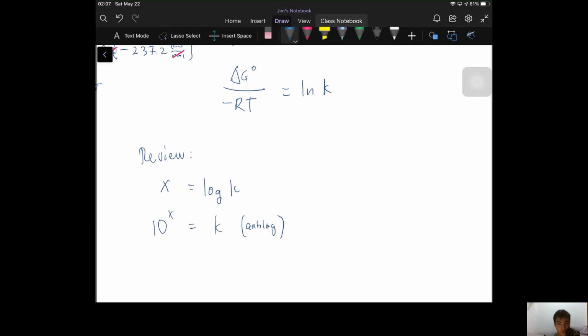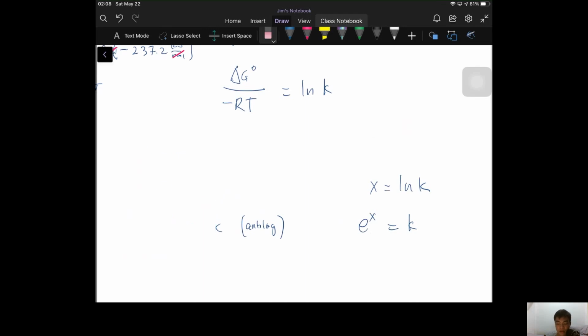Pag meron kang ln function, ano gagawin mo? Pag ln yan, instead of using 10, you will use the Euler's number, the E. Okay? So, make this E raised to x, E raised to ln K. Ano alam natin? Yung E pati ln, magka-cancel out, giving us K. So, di ko alam kung ano tawag dyan, pero parang antilog siya, but in the Euler's number base. Okay. So, yun yung gagawin natin for this part of the problem.